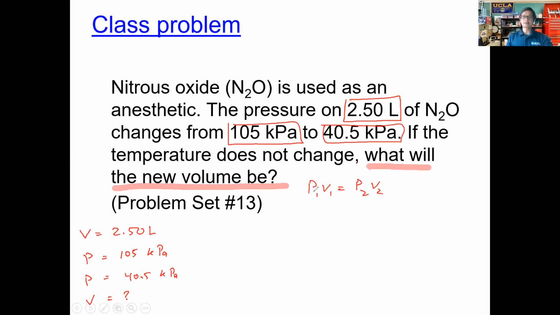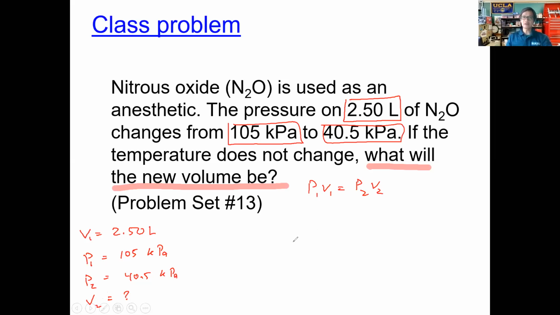So with that said, we have to identify which of these pressures is P1 and which is P2, and which of these volumes is V1 and which is V2. Here we have a volume to start out with at this pressure, and we're told that the pressure changes to this one. This must be the initial P1, and it changes to P2. This is the volume associated with the initial P1, so that must be V1. And so in the end, we are solving for V2. This problem is identical to the one that we just did.